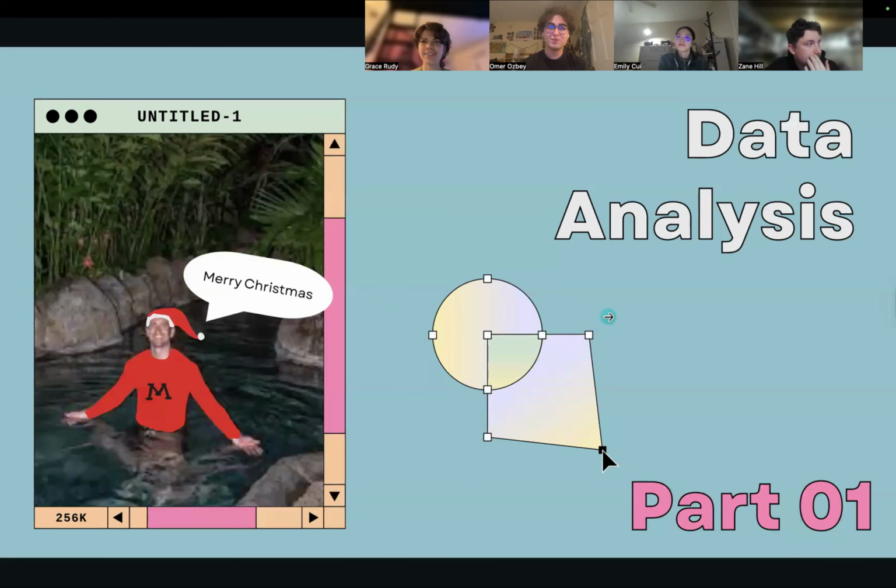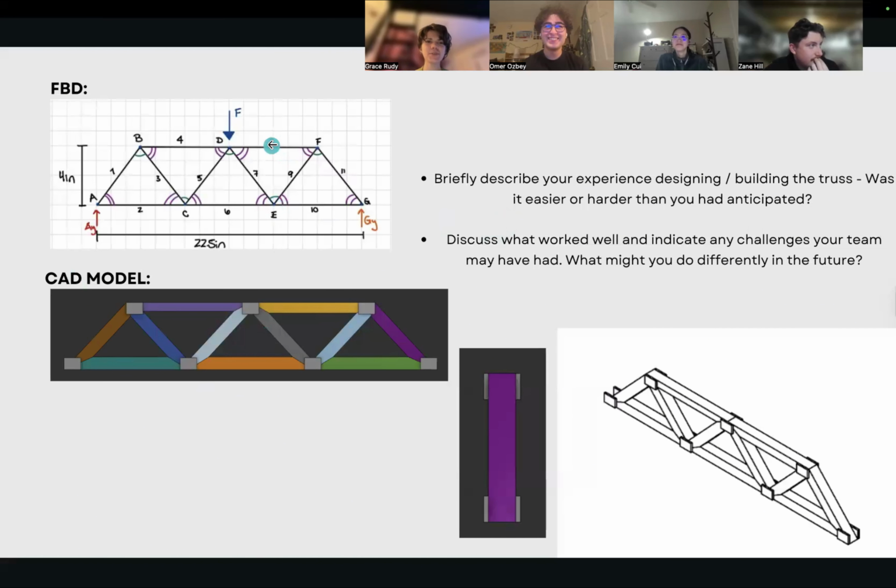Okay, our data analysis. We have this wonderful, beautiful picture. Great, stunning. Moving on. Okay, so this is our original free body diagram, and it's clean, simplistic. And so this was the kind of things that we had. There were seven joints, a height of like 4 inches, and a total width of around 22 inches.